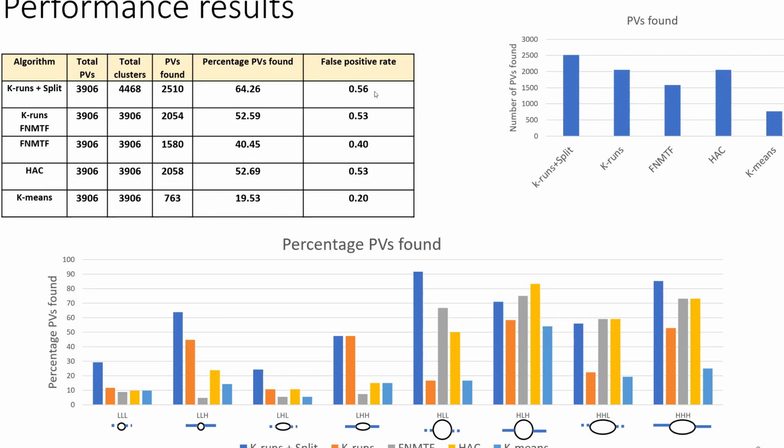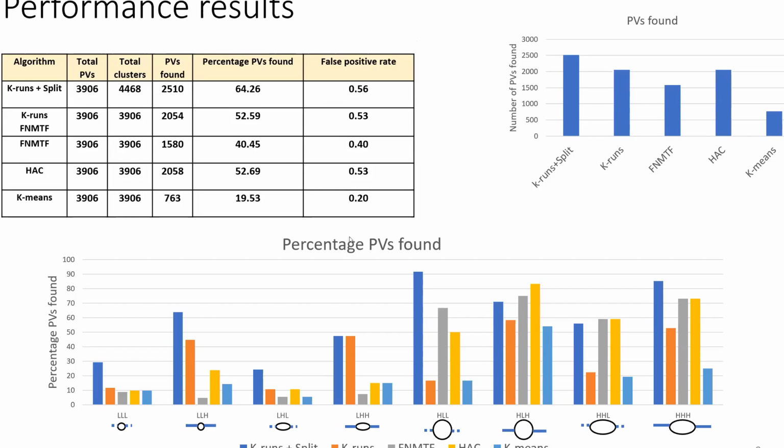And that is because it is finding many more PVs than the total number of ground truth PVs in the data set. So this just shows that the stopping criterion we are using is not perfect, or not good enough. It is iterating more times than it is supposed to.